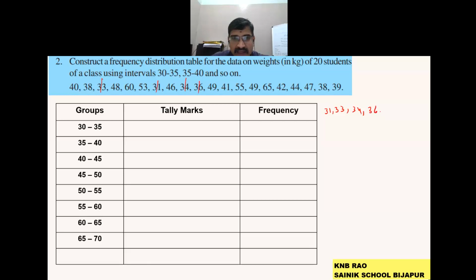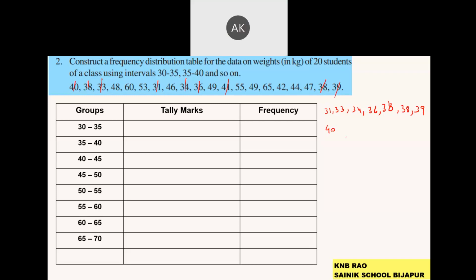Then 38 or 37, is there any? 38, sir. And how many 38s are there? Two 38s are there. Then 39, sir. 39 here. So 1, 2, 3, 4, 5, 6, 7. Then I'll go for the next, coming 40. 40 here. 41 here. 42 here. And do we have 43?